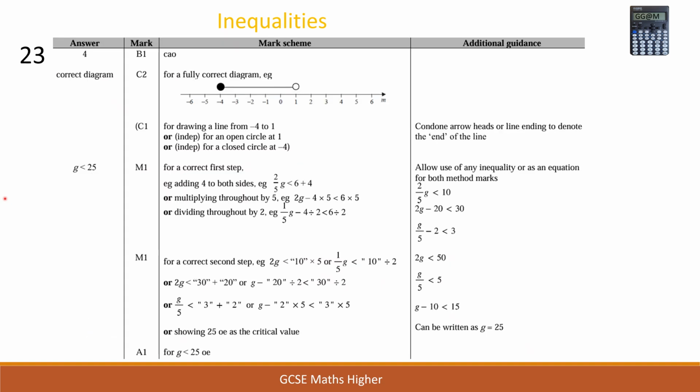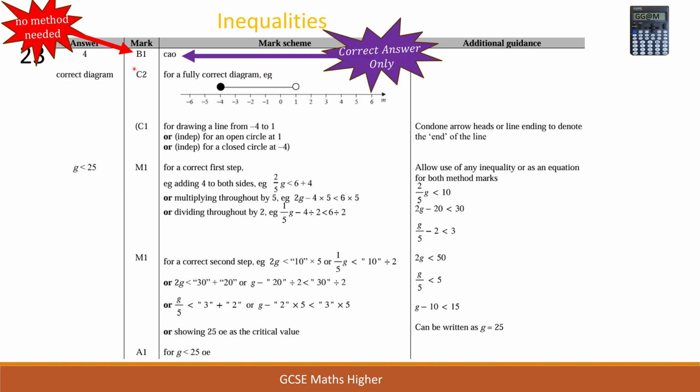Fantastic work. So here's the diagram you should have got. CAO means correct answer only. B1 is a method mark. CAO is correct answer only. C is a communication mark. Make sure you know how to do it. Give yourself a big tick if you got these answers correct, and write in the comment box below if you need some help on this topic.